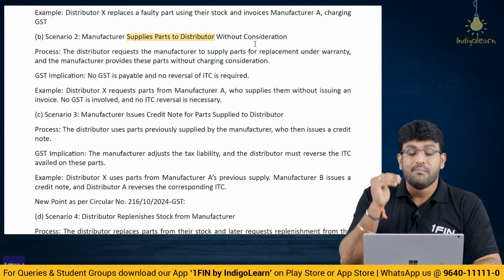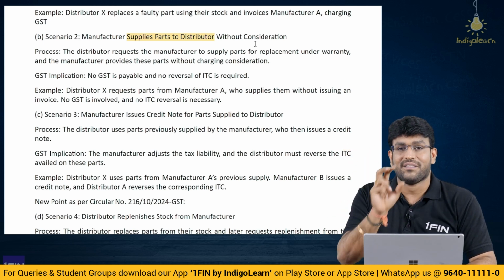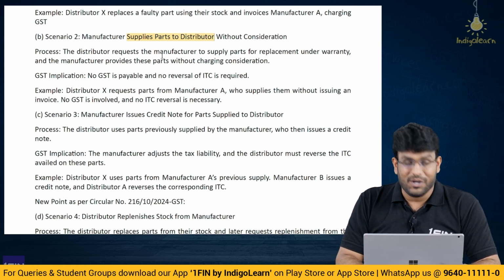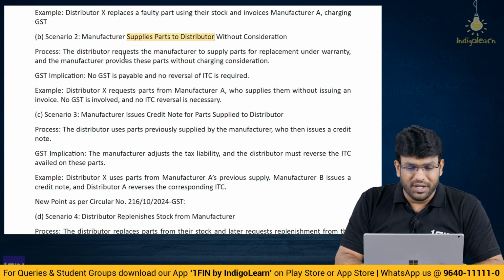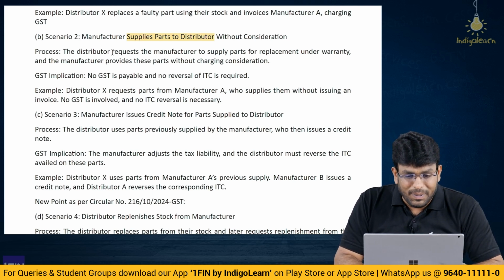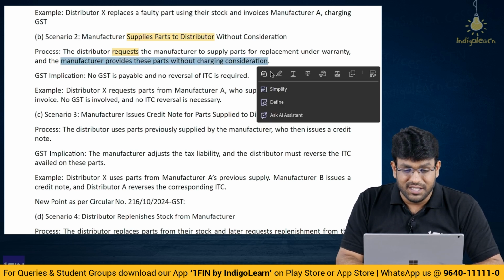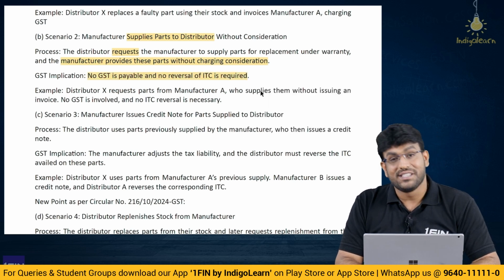This case is what? The manufacturer is supplying the part to the distributor. That means Tata company is giving the part to the Tata dealer without consideration, of course, because the amount is already billed beforehand for extended warranty. The distributor requests the manufacturer to supply the parts for replacement under warranty and the manufacturer provides these parts without charging consideration. No GST is payable and no reversal of ITC is required.